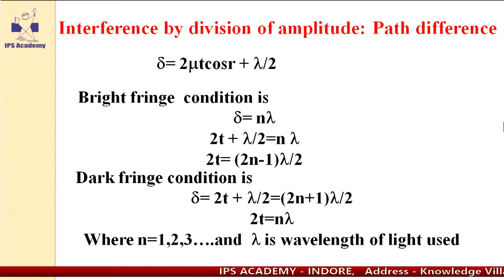Here what will we calculate? 2t is equal to (2n minus 1) lambda by 2. This is the condition of bright fringe.